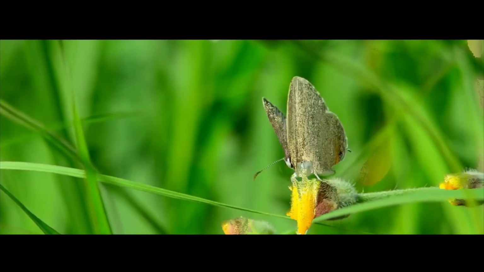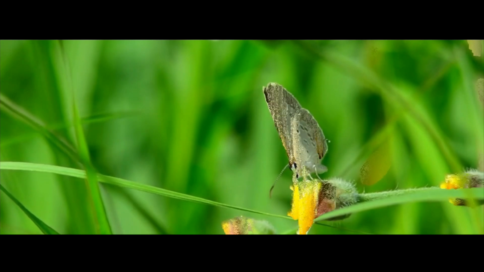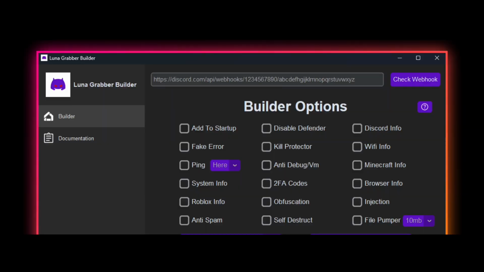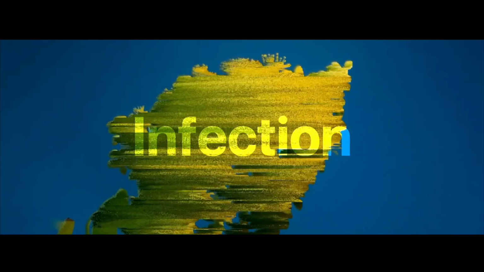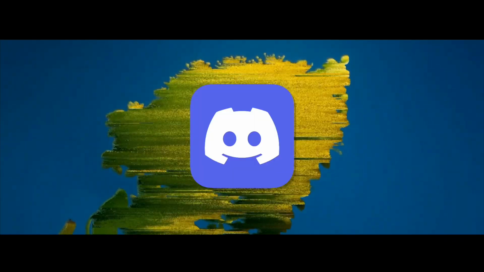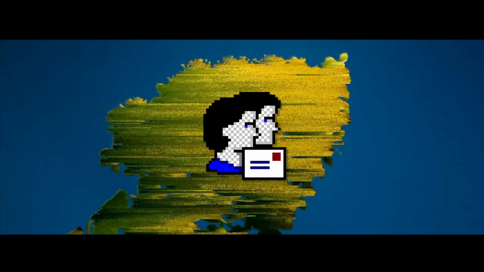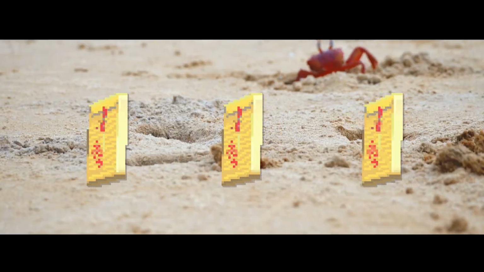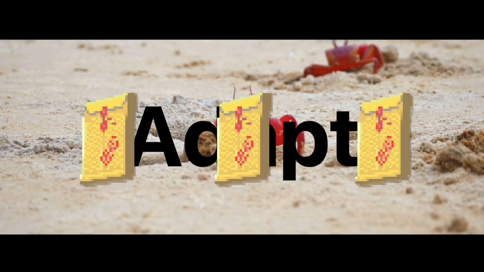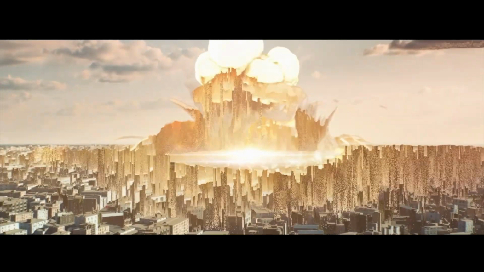However, these three packages had a unique characteristic. They also delivered a Luna grabber. This means that it deployed a multi-stage infection sequence, where it also snatched up Discord tokens and other sensitive system information. The reason it makes the packages so hard to combat is because it can adapt, as it even has a self-destruct mechanism.